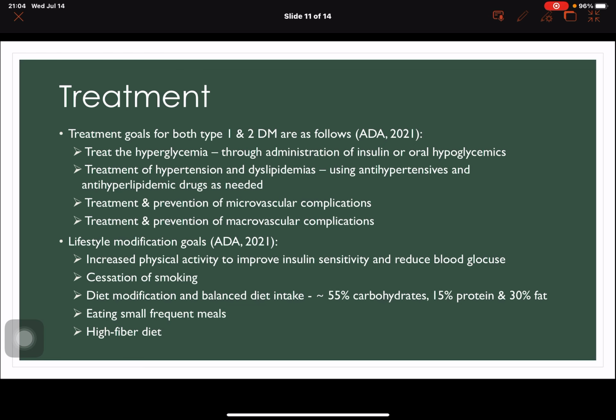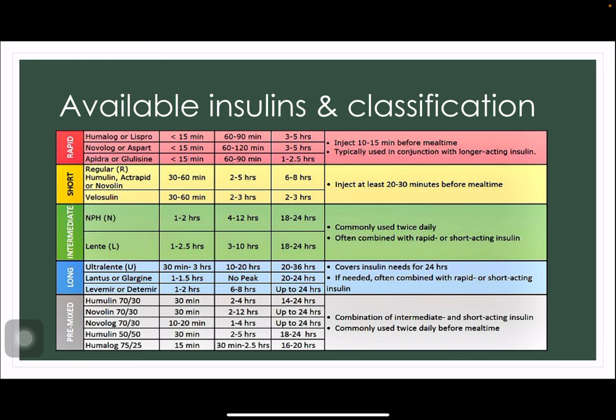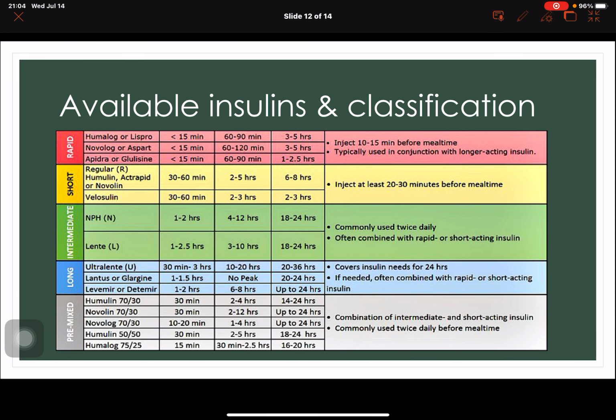In this chart, it shows the available insulins and their classifications. It shows their approximate onset time, their peak time, their half-life for the premix, long, intermediate, short, and rapid.